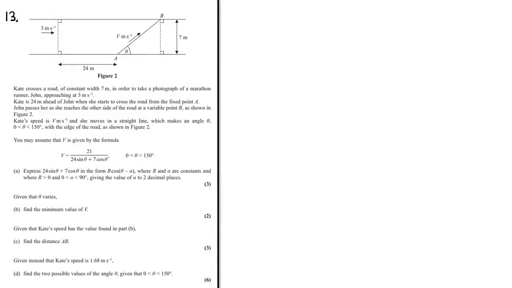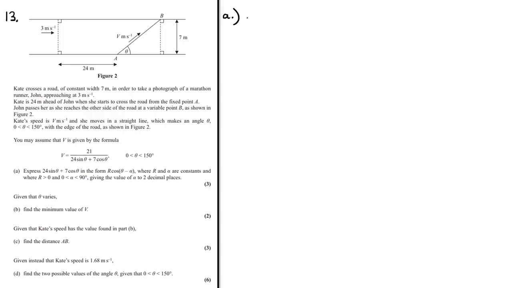Moving on to the very last question then in this predicted paper, we have question 13. And question 13 here has a lot of context to it. It looks quite tricky. And we've even got this diagram at the top here essentially of our problem. However, for part A, we don't actually need much of this information. In fact, we don't really need any of it. All we need is the actual question. So for part A, we're asked to express 24 sine theta plus 7 cos theta in the form r cos theta minus alpha. So let's just write down part A here.